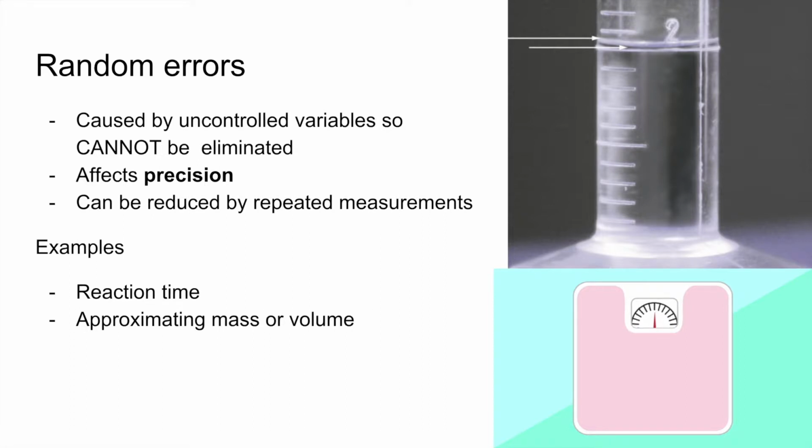Another example is when you approximate the mass or the volume. For example, when you're reading a scale, our gradation goes up to, say, this is 1, 1, right? But what if the reading is here? Most of the time we guess, I mean, estimate. We guess by estimating. So that is a random error.